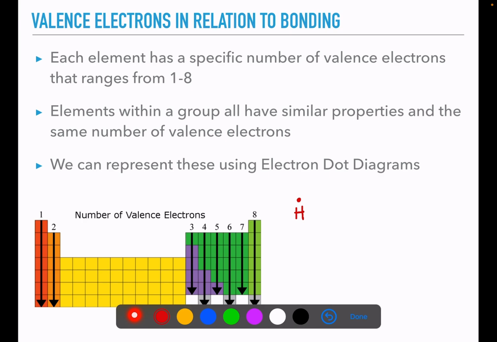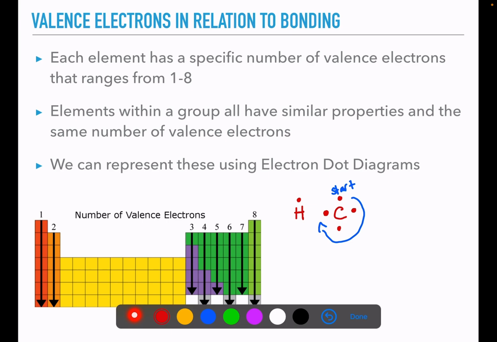For example, carbon is in group 14, so it has 4 valence electrons. If we start at the top, 1, 2, 3, 4, there's 1 on each side in a pattern. You start at the top, and then you go in a clockwise pattern as you add them.